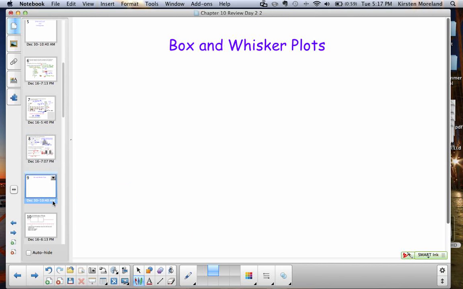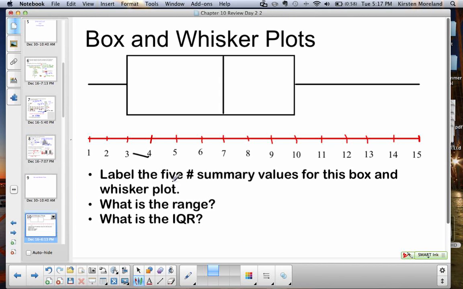All right, now we're going to move on to box and whisker plots. So I want you to pause the video and try to write down what makes the 5-number summary. Okay, what values do you need to find if I ask you to find the 5-number summary? And then looking at this box and whisker, find the range and the IQR.